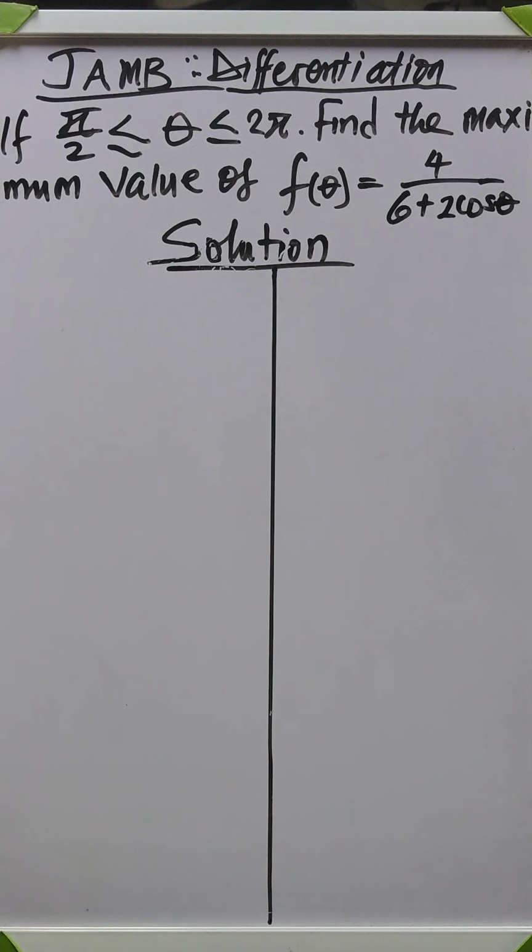Let's solve this jump question. If theta is greater than pi over 2 and less than 2 pi, find the maximum value of the function f of theta equals 4 over 6 plus 2 cos theta.